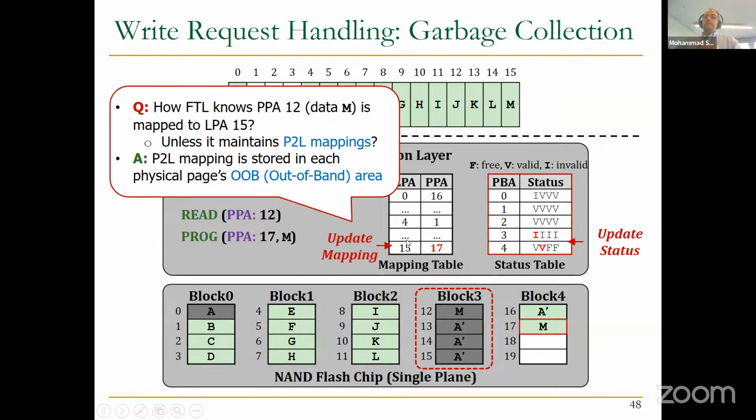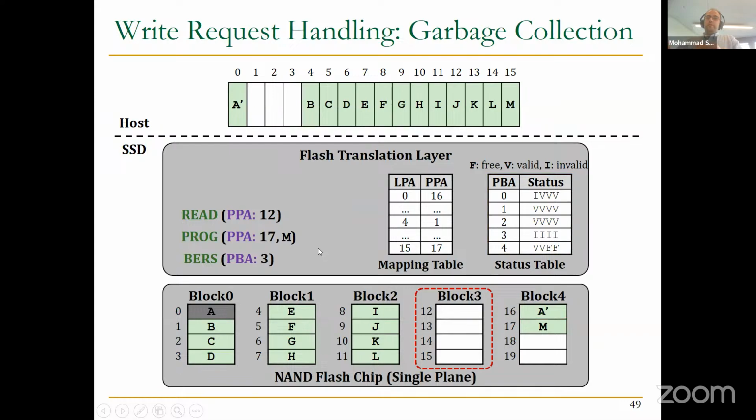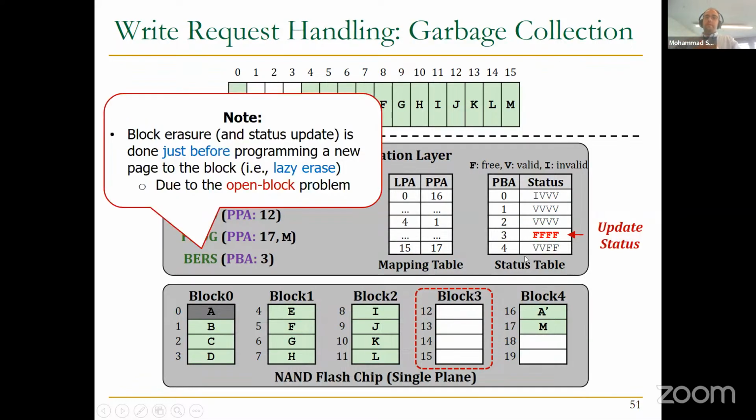So once we update it, we can erase block 3 and make it ready for future writes. And then we can update the status in our mapping table so that all pages in block 3 are free and can be used for writes.